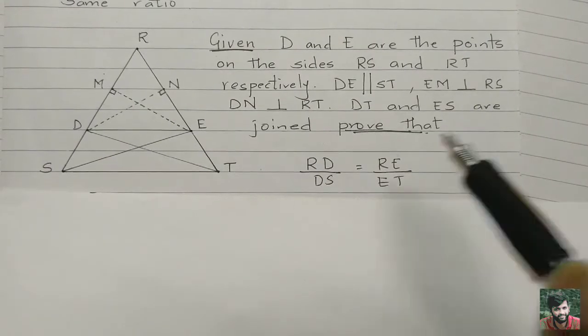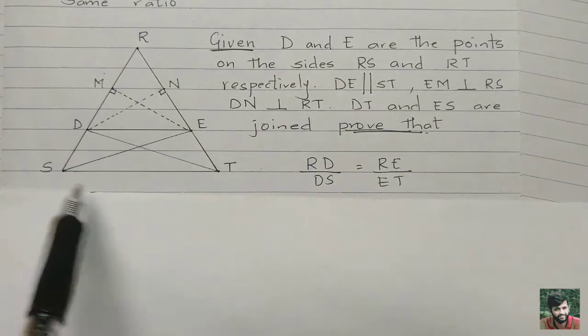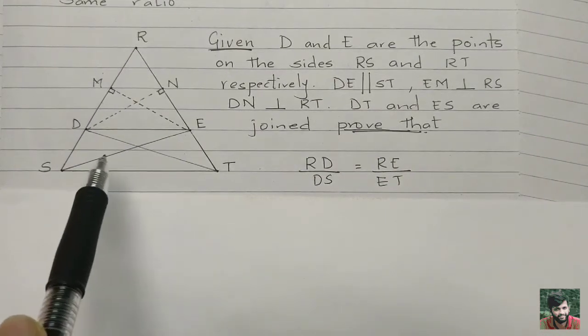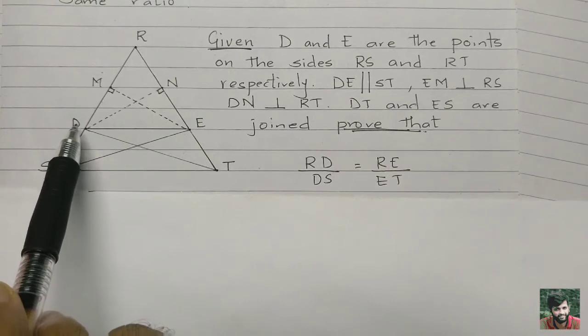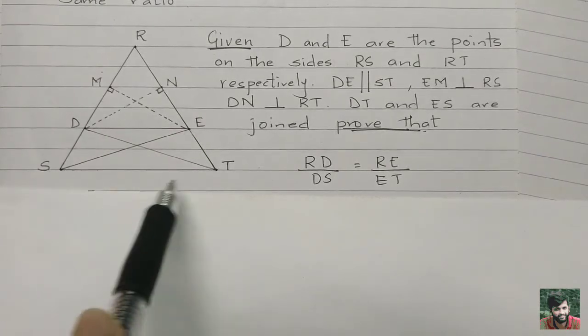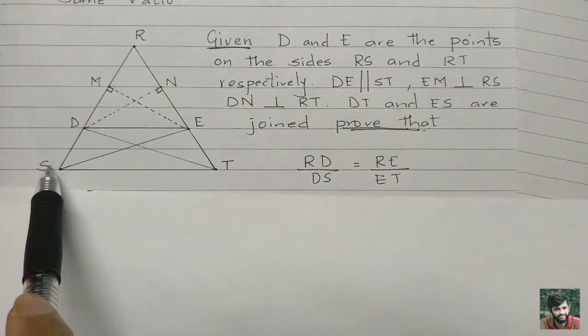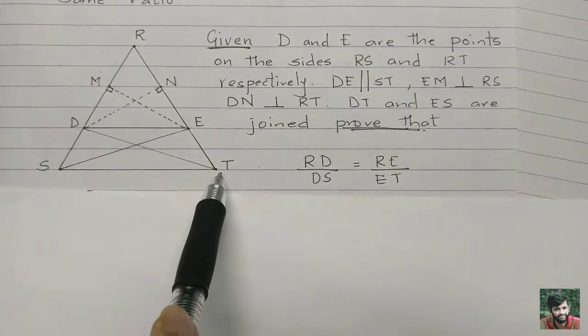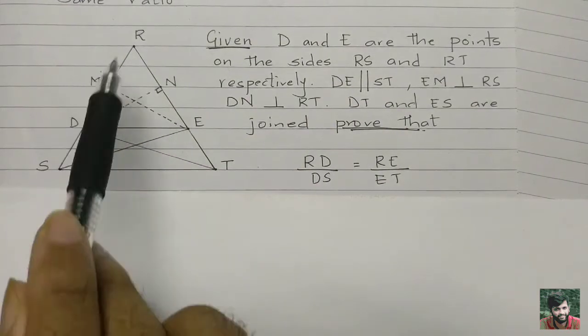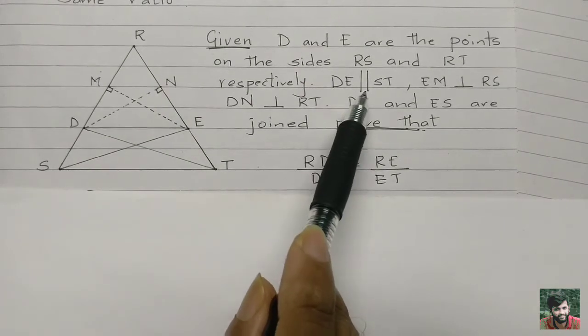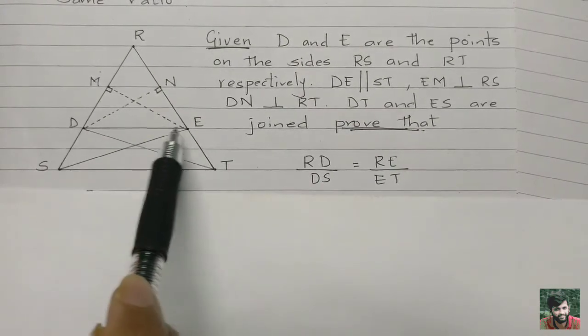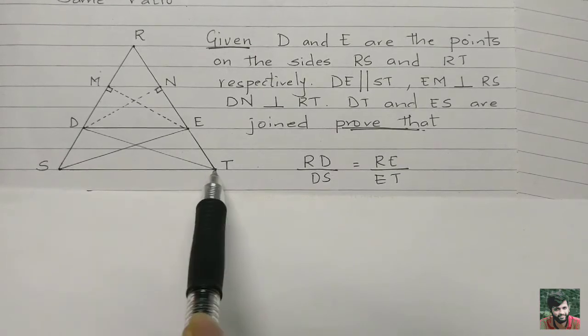Okay, so I have drawn a triangle over here, RST, and the line that is parallel is DE parallel to ST. So let us read what is given to us. D and E are points on sides RS and RT respectively. These are the two points on these sides. DE is parallel to ST.